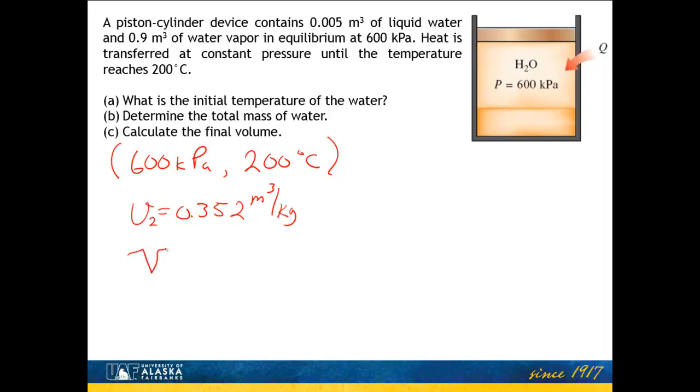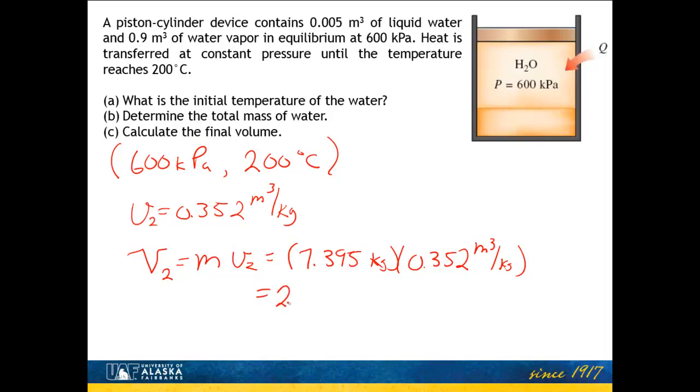And now I can find my new total volume by multiplying that by the mass, which did not change. My mass from part B is 7.395 kilograms, and my specific volume is 0.352 meters cubed per kilogram. My kilograms cancel, I get cubic meters, and my final volume is 2.604 meters cubed. So there's the answer to part C.